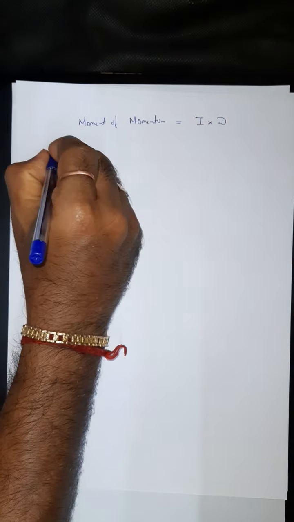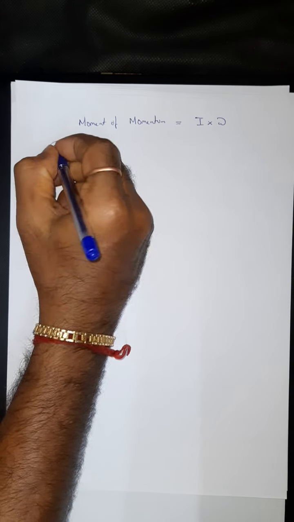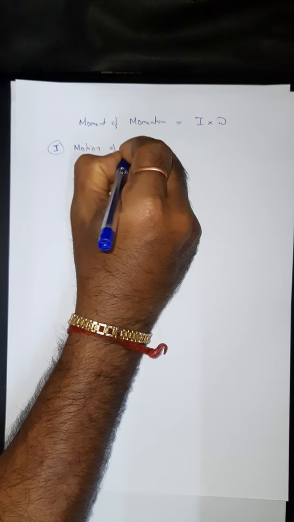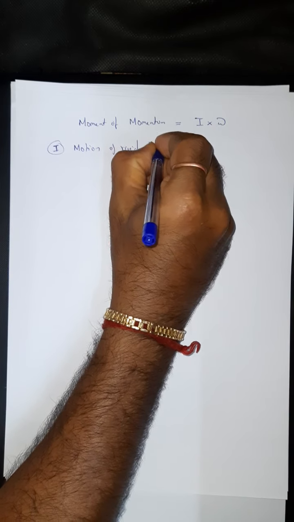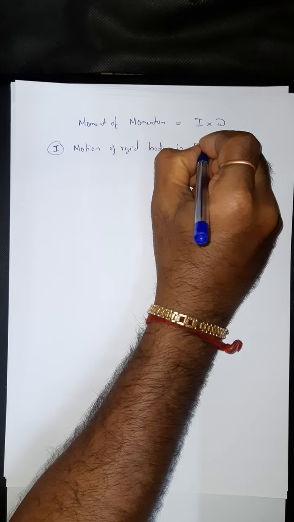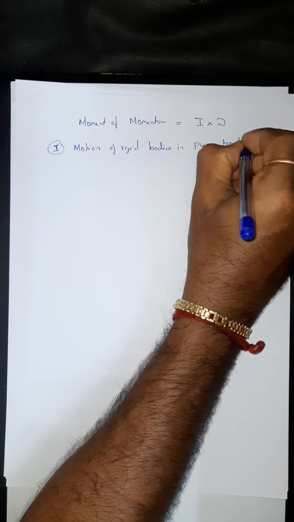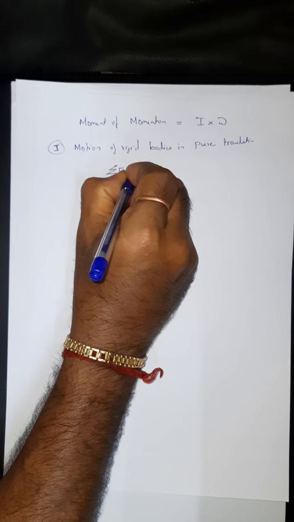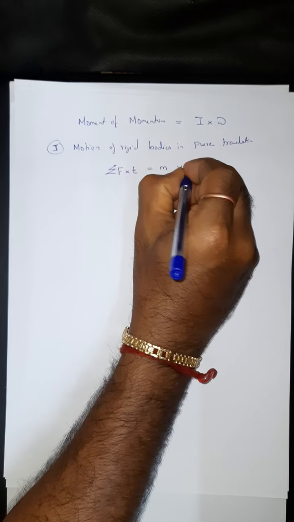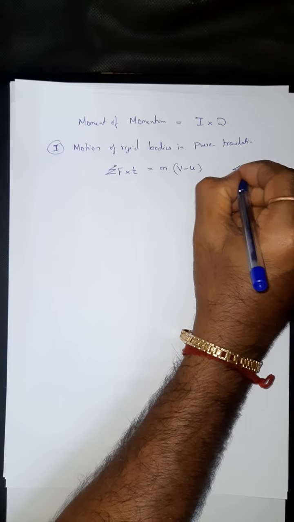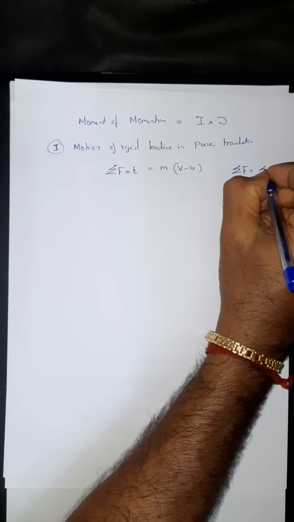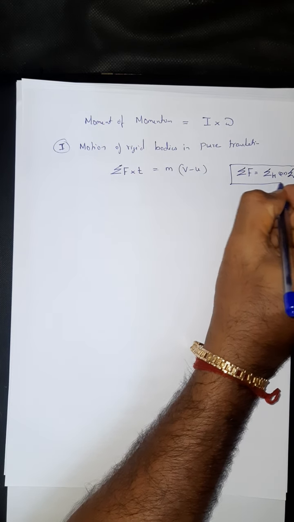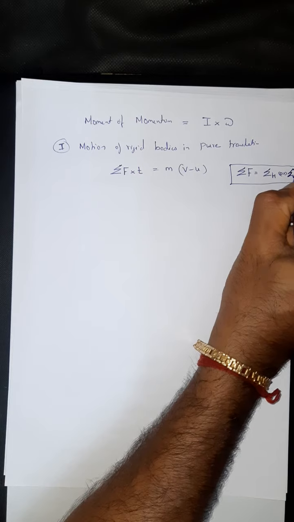So, condition 1: motion of rigid body in pure translation. When it is in pure translation, it can be written as sum of forces into t equal to m into (v minus u). So summation F can be either sum of horizontal forces or sum of vertical forces.